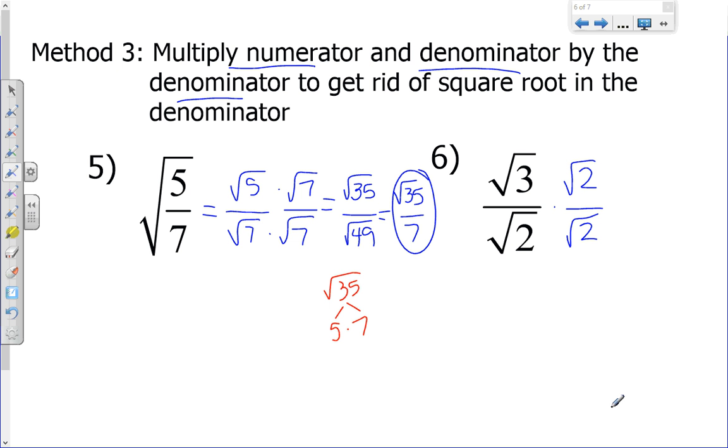My numerator becomes square root of 6. My denominator is square root of 4, and voila, we have a perfect square. Square root of 4 is 2. Square root of 6, is that going to break down? Nope. So it's square root of 6 over the number 2. Wow. It is more difficult.